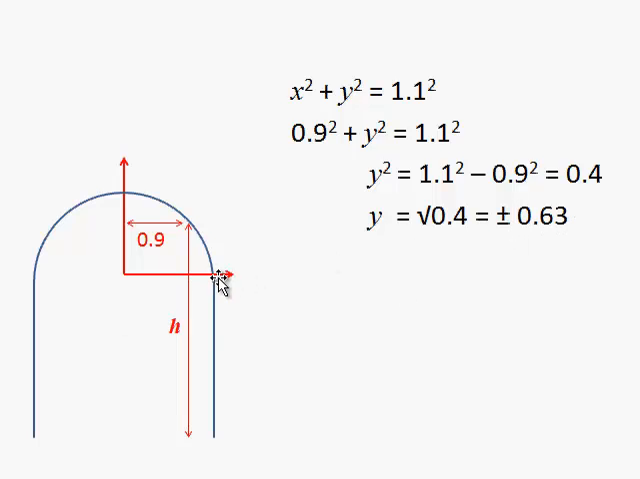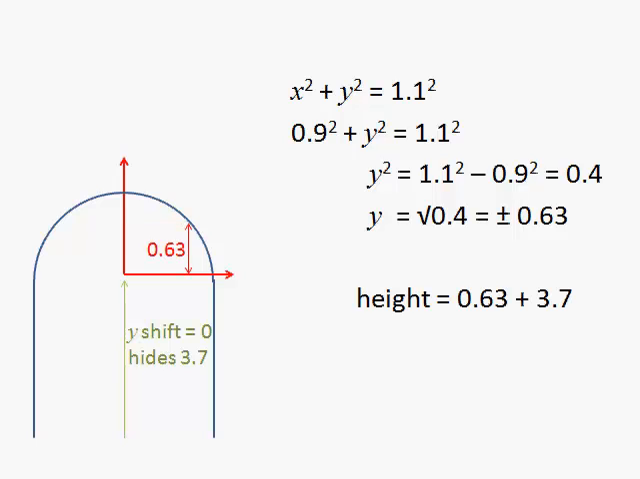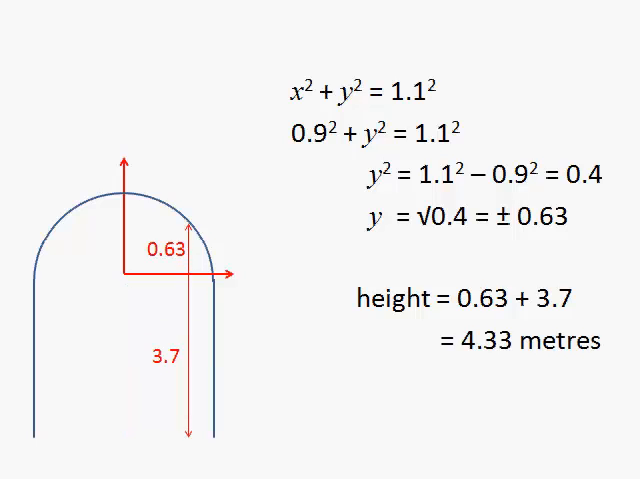The minus is if the circle went down, so we can ignore that from this point on because we only want higher. But of course our y is not the height, it's this y value here, and that y value there hides the shift of 3.7. So the height is 0.63, which we did our calculation, and the 3.7 which is hidden, and that gives us 4.33, which fortunately of course is the same answer we got the other time.